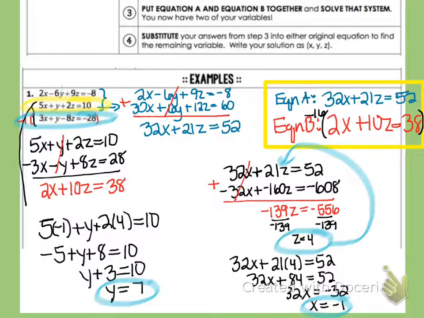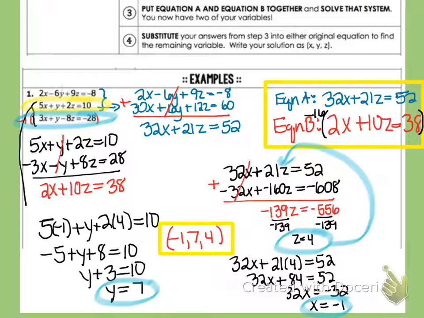So I'm feeling pretty confident in my solution, and usually when I write the solution to a system, I'll write it as an ordered pair. So if I can find a spot to fit that in there, I put the x first, so that's negative 1, the y is 7, and the z is 4. So that's my solution.